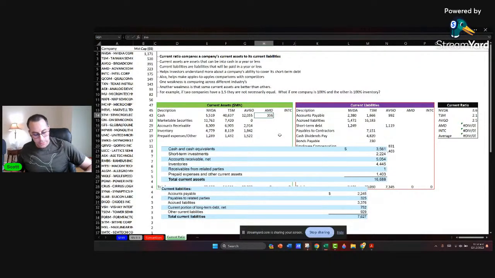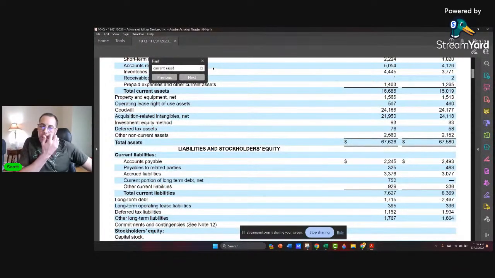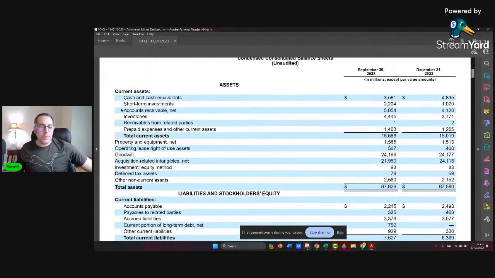AMD, okay, 3,561 of cash. Investments, 2,224. Accounts receivable. You know why it says net? Because that's not how much is owed to them. That's what's owed to them after subtracting what they expect not to receive.